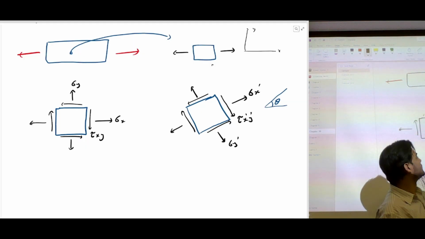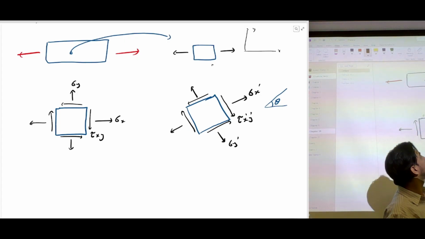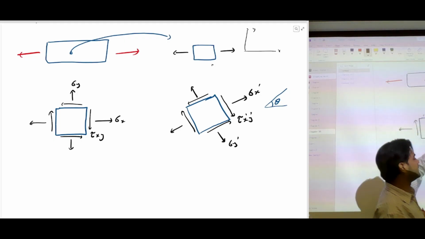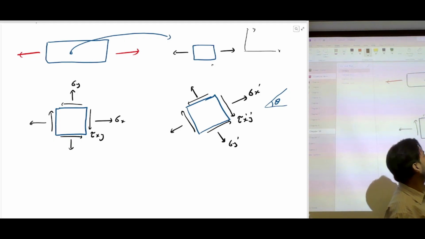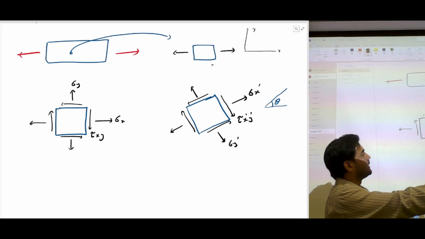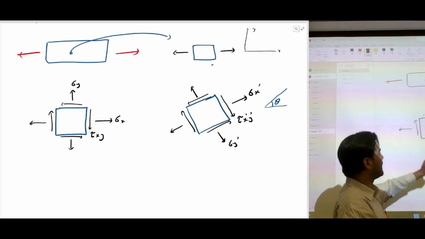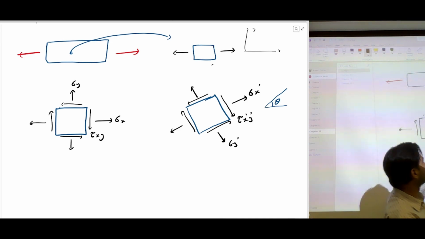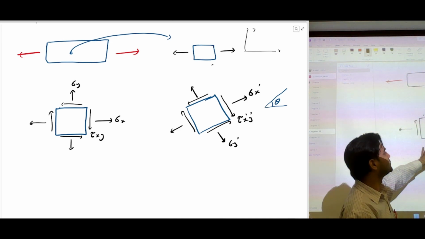For a two-dimensional stress element, you will have a stress along the x-axis, a stress along the y-axis, and a shear stress along the xy plane. And these stresses are coming from the stresses which we have been calculating before. We're going to talk about this, but in this chapter, let's just assume we have already determined those stresses.